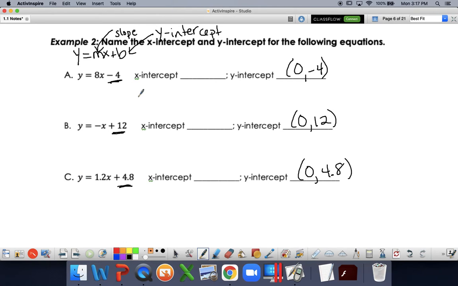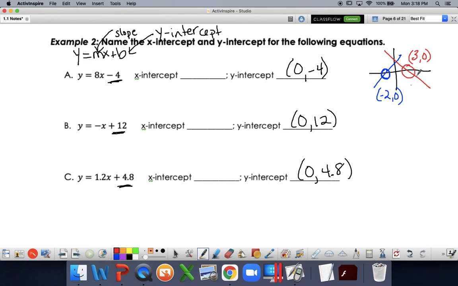Now, how do we find the x-intercept? Well, let's think about that for a second. Say I have a linear equation, and it's right here, right? This is my x-intercept. Let's say this point is (-2, 0). Now maybe I have another line, and here's this x-intercept. Say this one is at (3, 0).